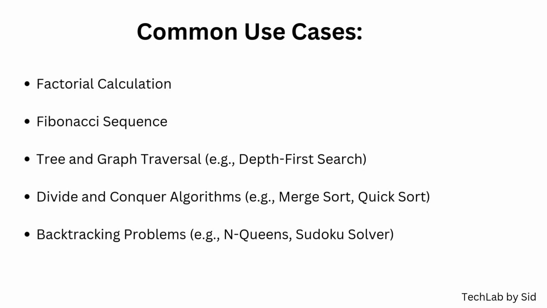Common use cases. Factorial calculation. Fibonacci sequence. Tree and graph traversal, example: depth first search. Divide and conquer algorithms, example: merge sort, quick sort. Backtracking problems, example: n-queens, Sudoku solver.